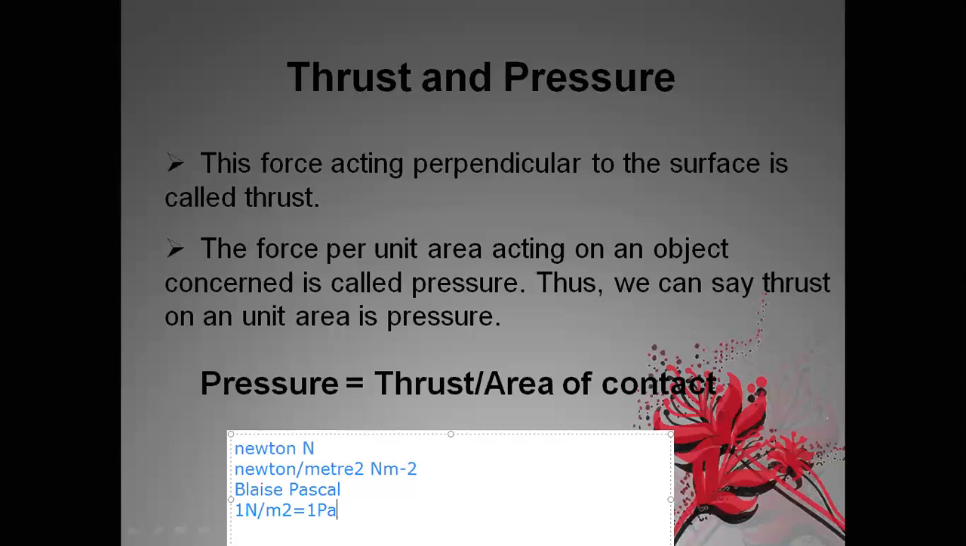So what is thrust? The force acting perpendicular to the surface is called thrust. What is pressure? The force per unit area acting on an object is called pressure. So thrust on a unit area is pressure. Pressure equals thrust divided by area of contact. The SI unit of thrust is Newton. The unit of pressure is Newton per meter square, and 1 Newton per meter square equals 1 Pascal.